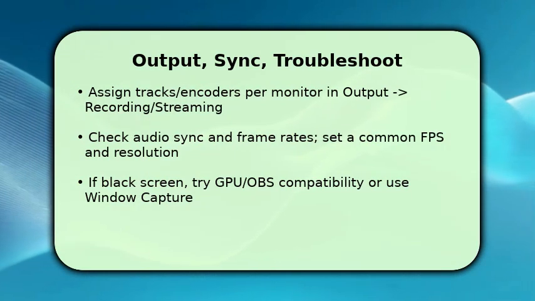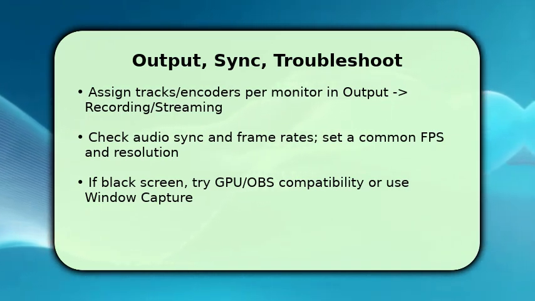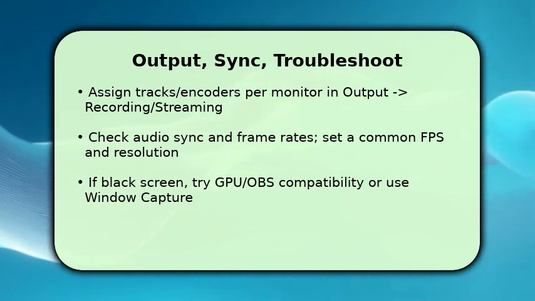Now finalize output settings. Assign separate tracks and encoders if you want independent files for each monitor, and confirm bitrate and container match your goals. Make sure all monitors use the same frame rate and resolution in OBS to avoid sync drift. Once set, test short recordings.